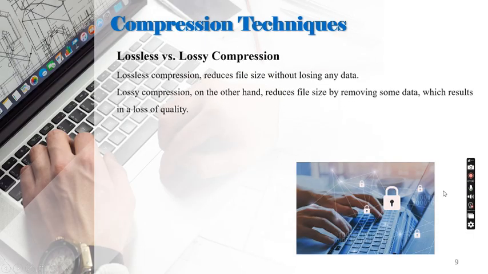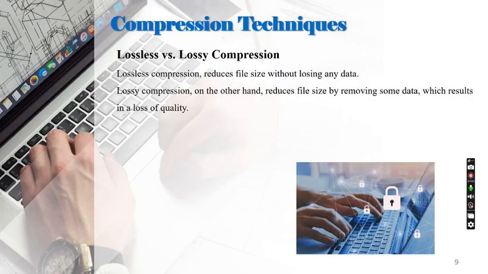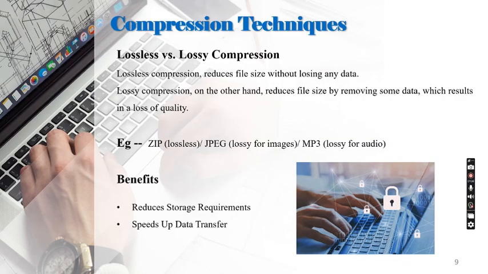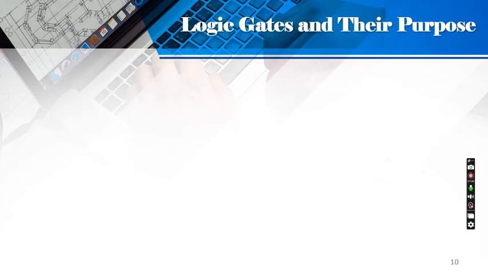Compression technology. Lossless versus lossy compression. Lossless compression reduces file size without losing any data. Lossy compression, on the other hand, reduces file size by removing some data, which results in a loss of quality. Examples: ZIP, JPEG, MP3. Benefits: reduces storage requirements and speeds up data transfer.